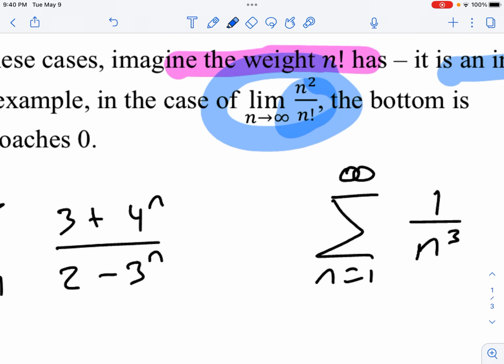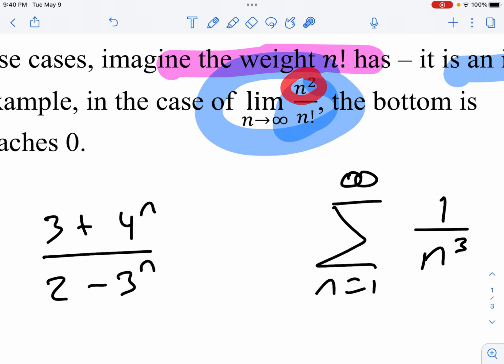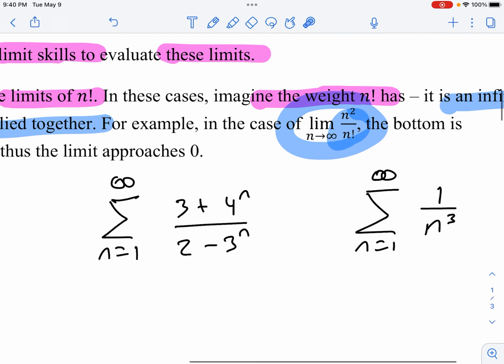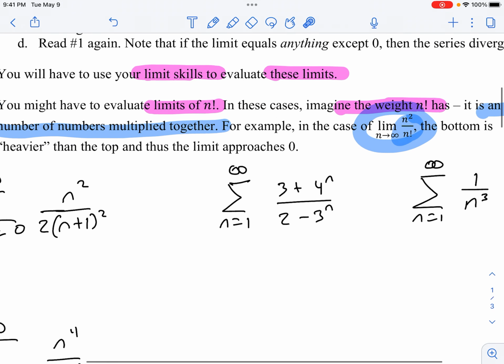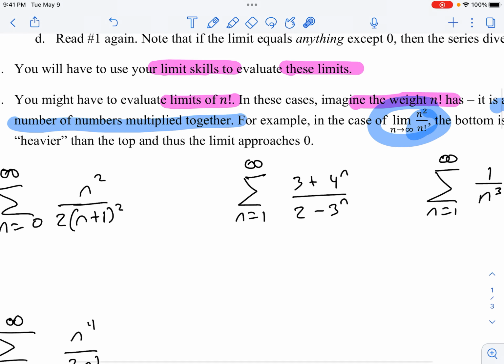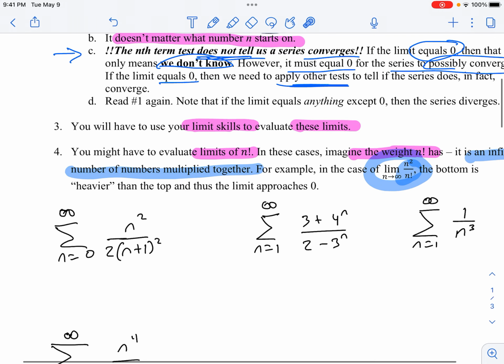n factorial, even though they're both based on infinities, the bottom one is infinitely heavier than the top one, because the top one is simply an infinity times an infinity, which is kind of hard to wrap your mind around, but the bottom one is an infinity times another infinity times another infinity, right? Infinity minus 1, infinity minus 2, so it keeps going on and on, times infinity. So the bottom is much heavier, we would say, and so the limit does approach 0, just like 1 over infinity approaches 0 as well. Okay, that's really everything you need to know for the nth term test.